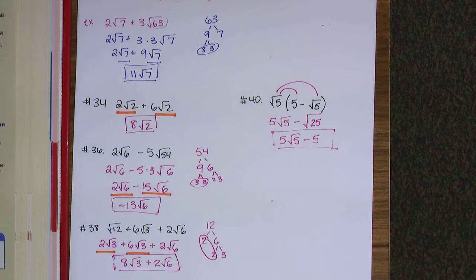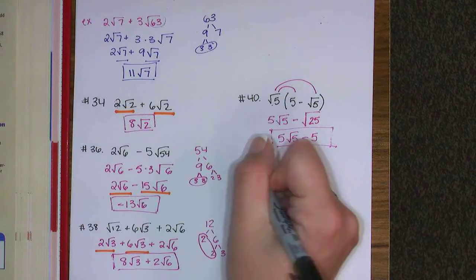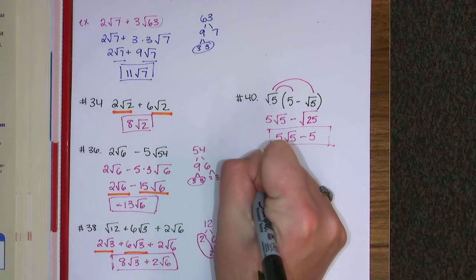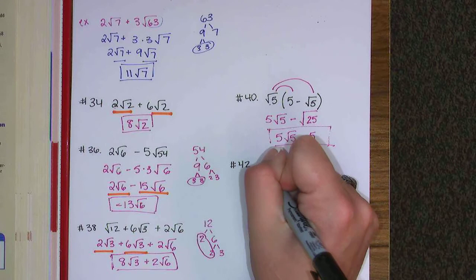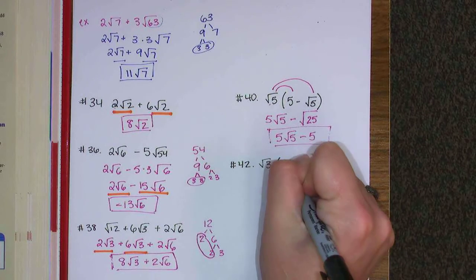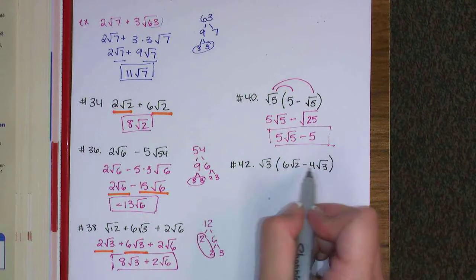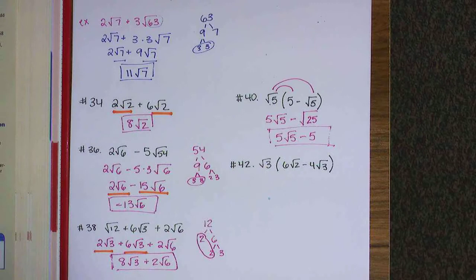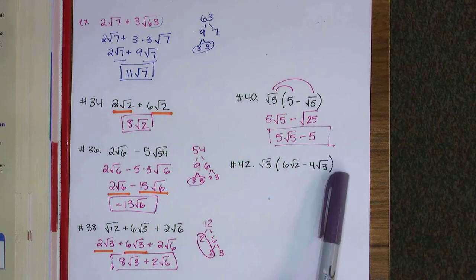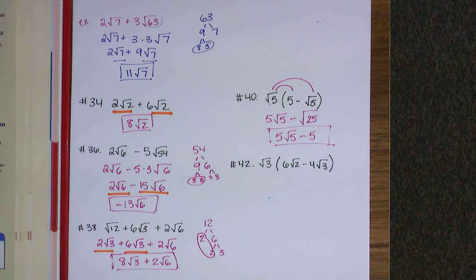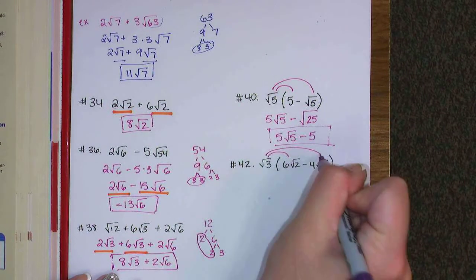Let's try 42. 42 is the square root of 3 times 6 square root of 2 minus 4 square root of 3. Well, I can't combine this stuff inside yet. All of the radicals are simplified as much as possible, so I can't break out anything. But I'm going to distribute again to both pieces.